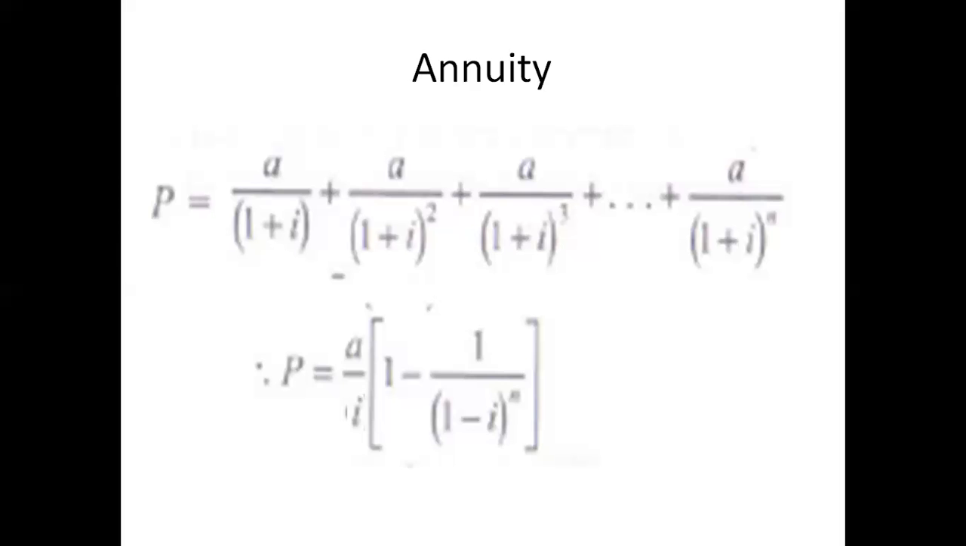Therefore, P is equal to A by I into 1 minus 1 by 1 plus I whole to the power of n. I repeat, there is a mistake in that particular book. It will be 1 plus I to the power of n.